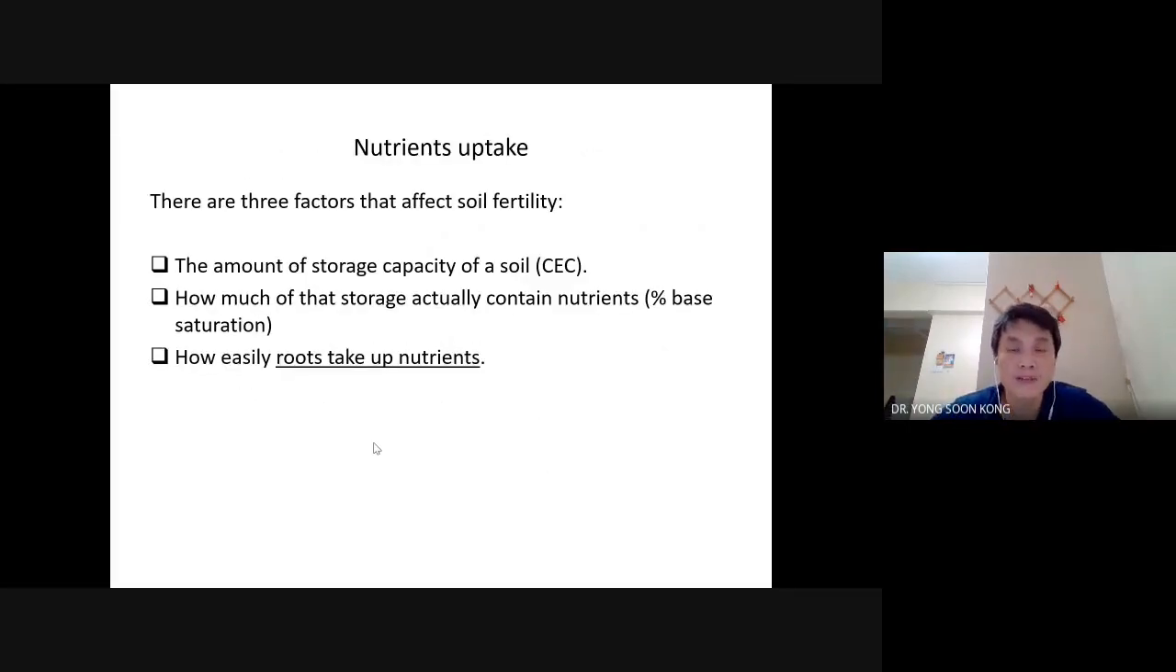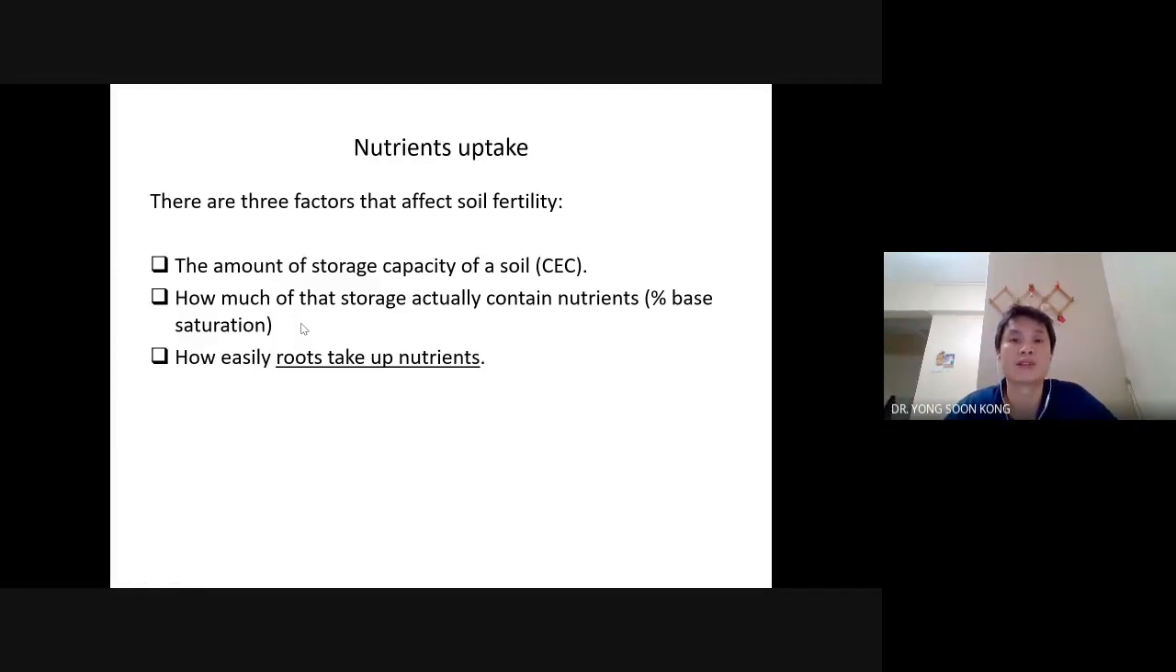So there are three factors that affect soil fertility. Number one, the amount of storage capacity, which is CEC. How much of the storage actually contains nutrient, base saturation, and how easily root take up nutrients. Now, I think earlier I've explained to you about CEC, more CEC, they're supposed to store more nutrient. However, like I told you earlier, are they bioavailable? Are they accessible and can be absorbed by plants?